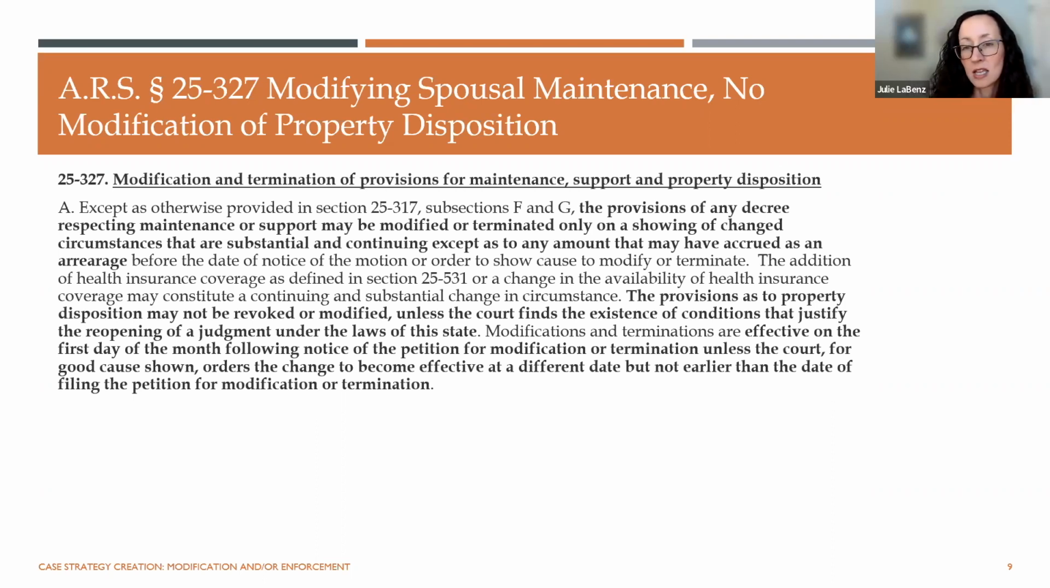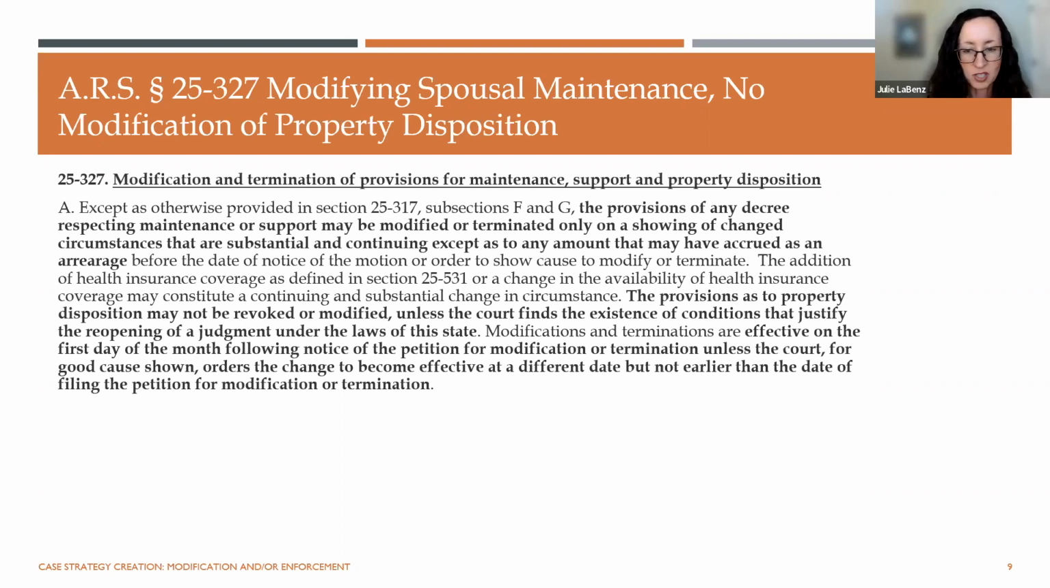So the filing is important because that is the soonest that the modification can be retroactive to. So if you're paying $500 and you win on this argument to get it reduced to $250, that $250 obligation is going to start from the month that you filed your petition, or if you can show good cause, you can potentially go with a different date, but it can't be earlier than the date of filing the petition. So keep that in mind.